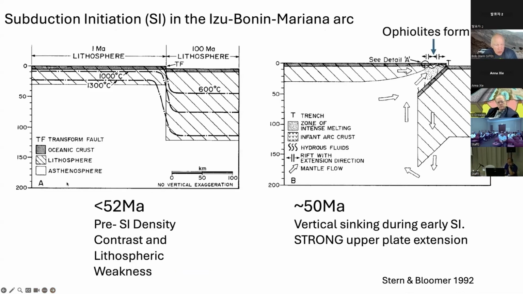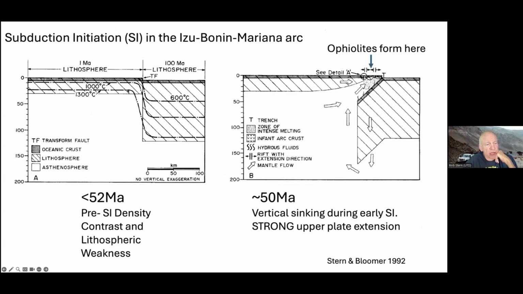So how does that happen? Well, the main elements of it were worked out by myself and Sherm Bloomer back 30-some years ago. So we have two oceanic lithospheres separated from each other. This could be a piece of continental crust. It's buoyant relative to this. And there's some kind of a lithospheric weakness that allows the old dense lithosphere, which is negatively buoyant relative to the underlying asthenosphere, to start sinking like this. So this is the situation for the IBM at around 52 million years ago.